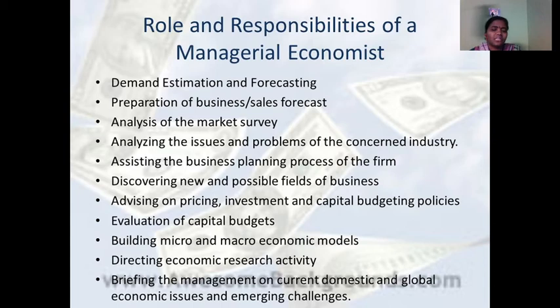All these things the economist must do, and analyze the issues and problems of the concerned industry. For example, if any industry is facing a problem, nowadays which industry is facing a problem? The whole real estate business is facing a problem because of the COVID situation. No one is holding cash, so how can they buy land or a flat? New constructions are all affected. Analyzing the issues, at this particular time, how can we solve the problem and make that industry come up again, if I am doing real estate business?